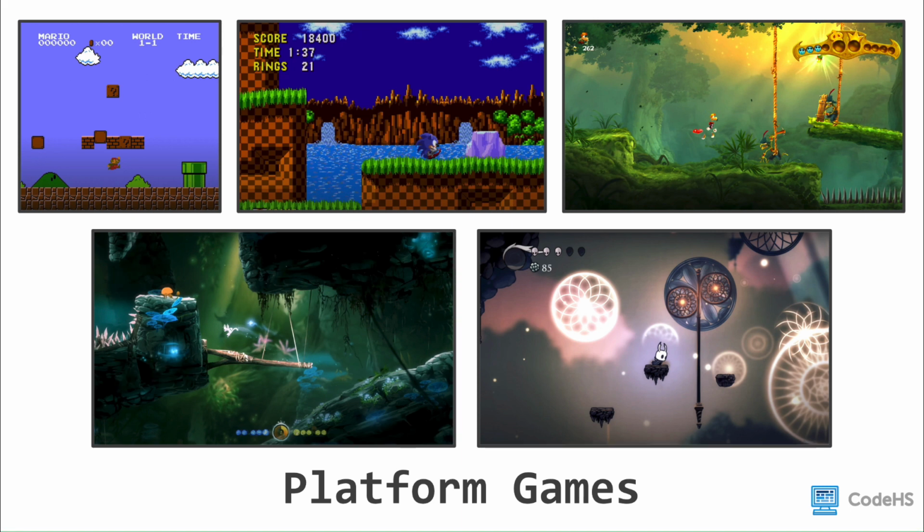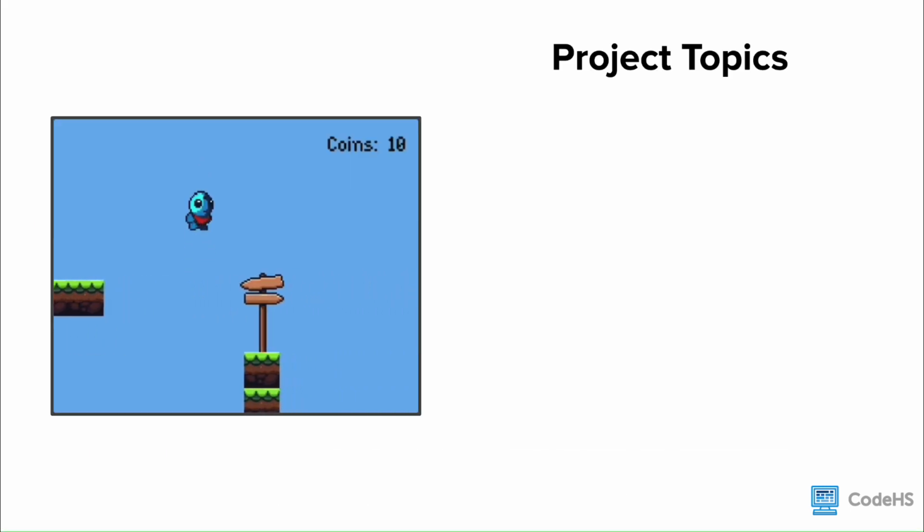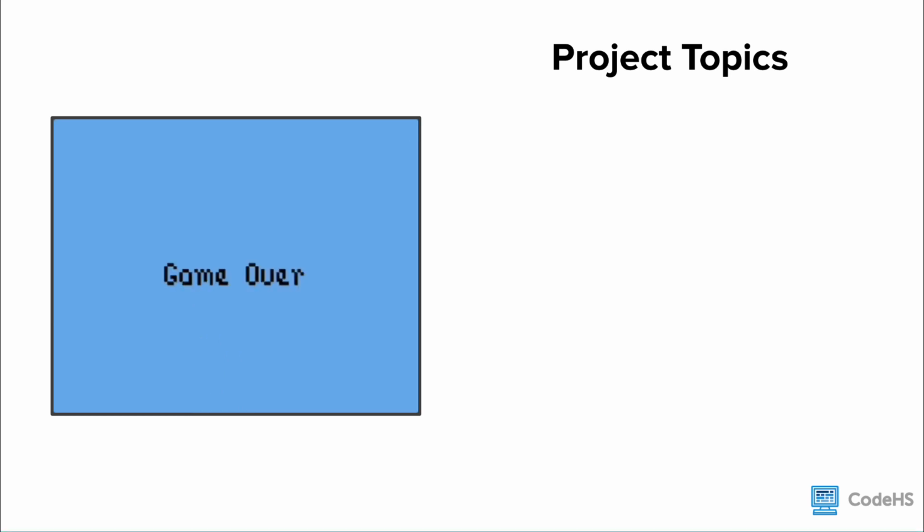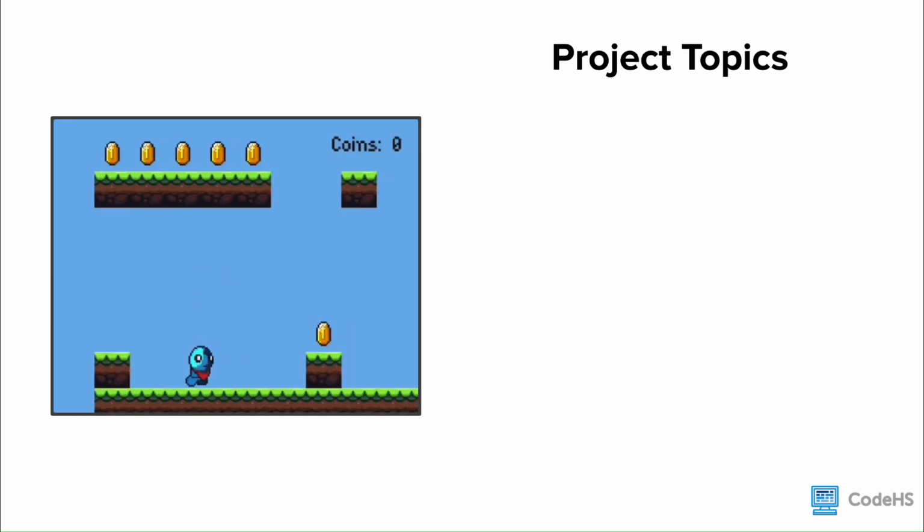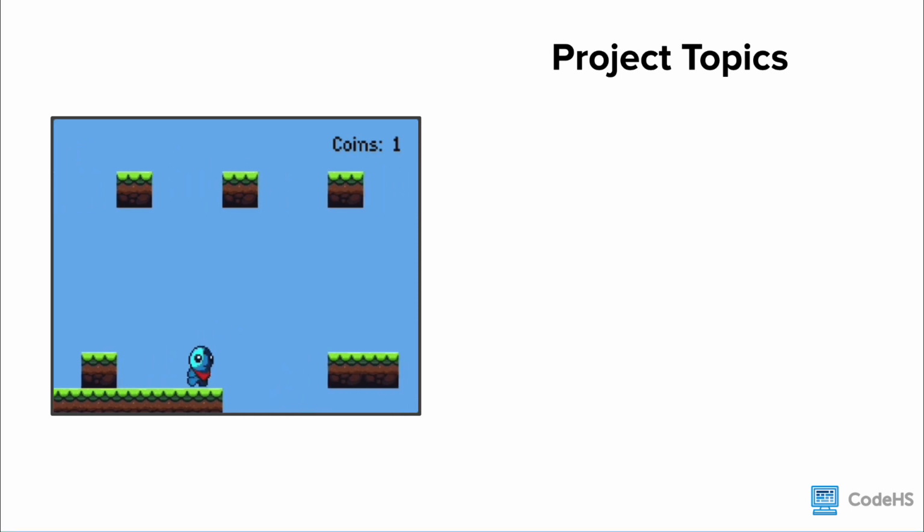The gameplay usually involves a character that navigates through a level, jumping onto different platforms, collecting items, fighting opponents, and maybe developing a variety of skills. In this project, you are going to create your very own platform game called Jumper. The final game will look something like this.